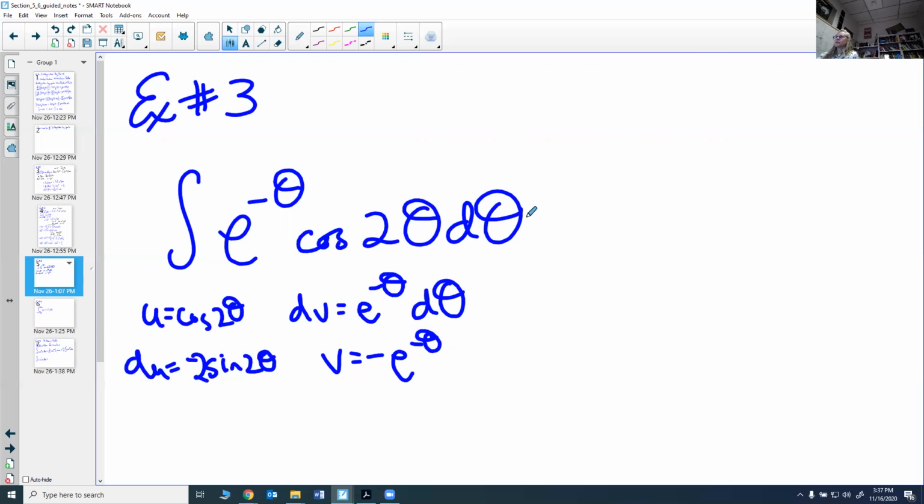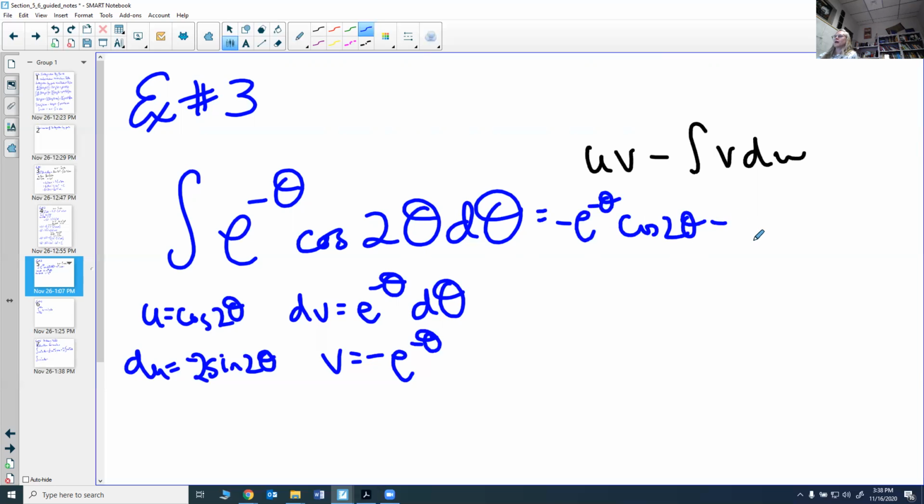Okay. So now this gives me, again, using u times v minus the integral of v du. U was cosine of 2 theta, v is minus e to the minus theta. So we have minus e to the minus theta cosine of 2 theta minus v, which is minus e to the minus theta. So it looks like it's going to be a plus. But du is minus 2 sine of 2 theta. So that will make it minus again. I'll put the 2 on the outside.